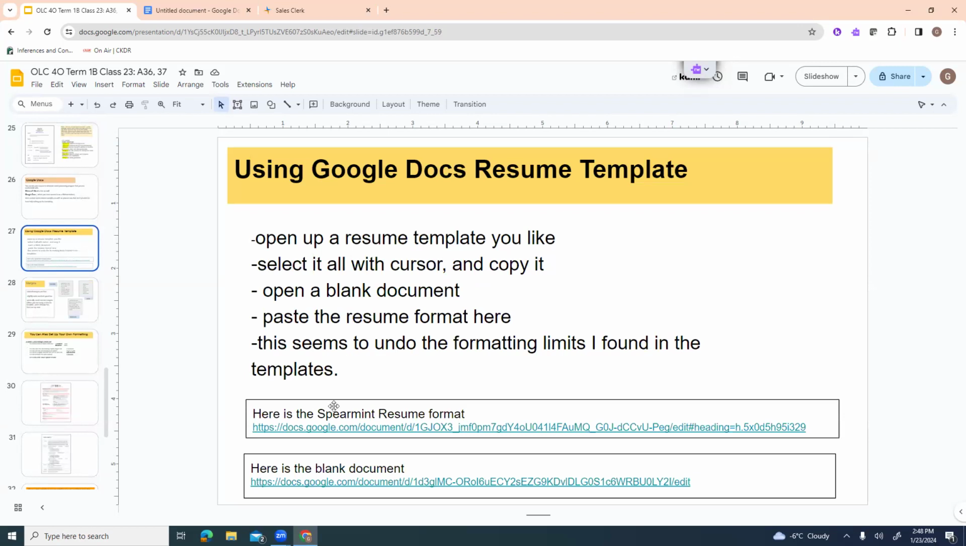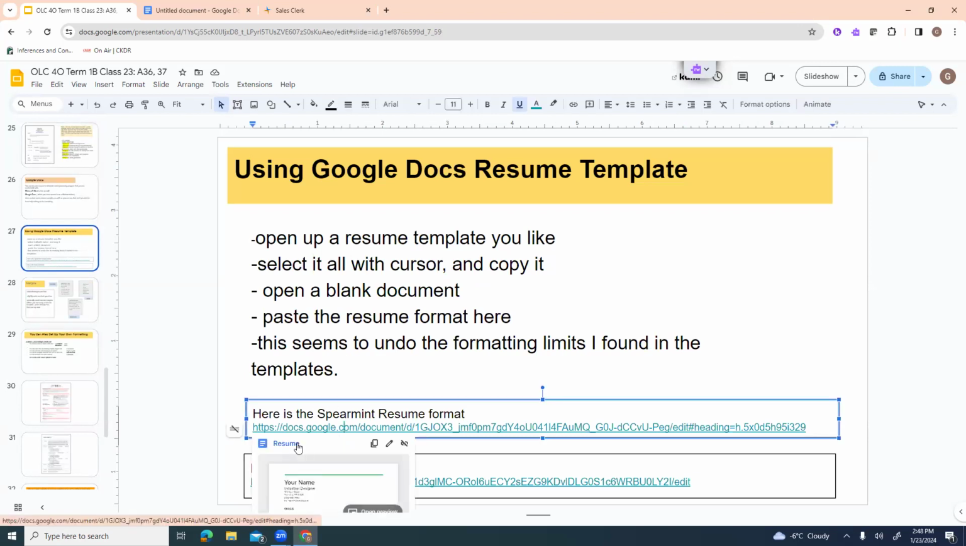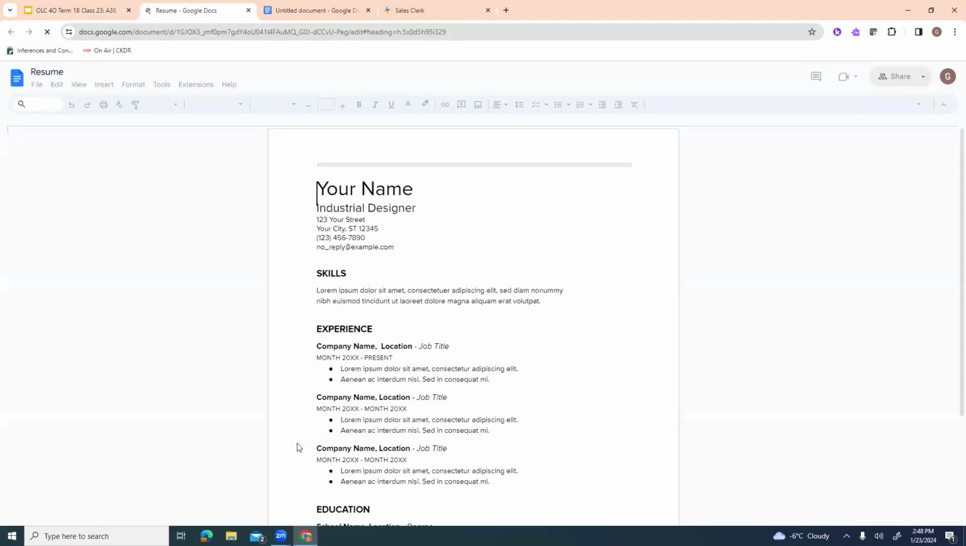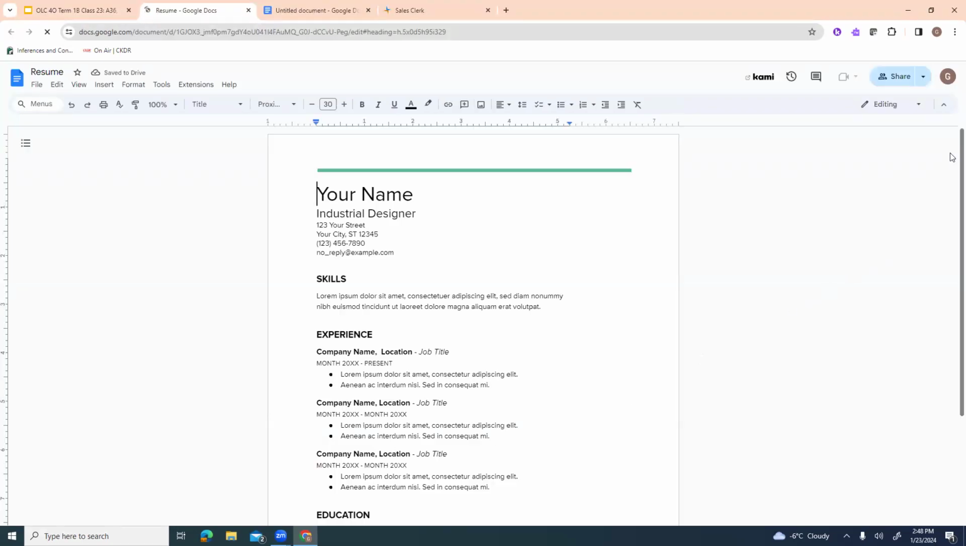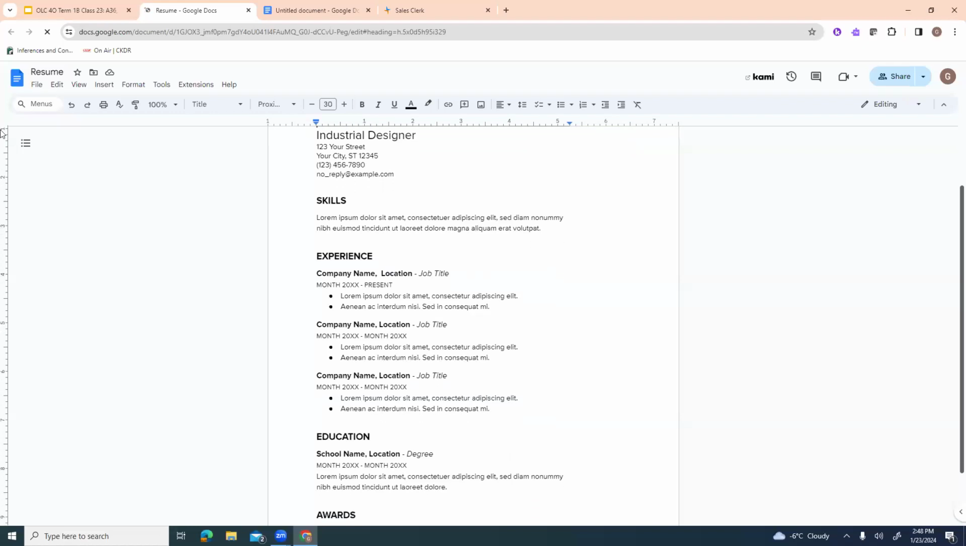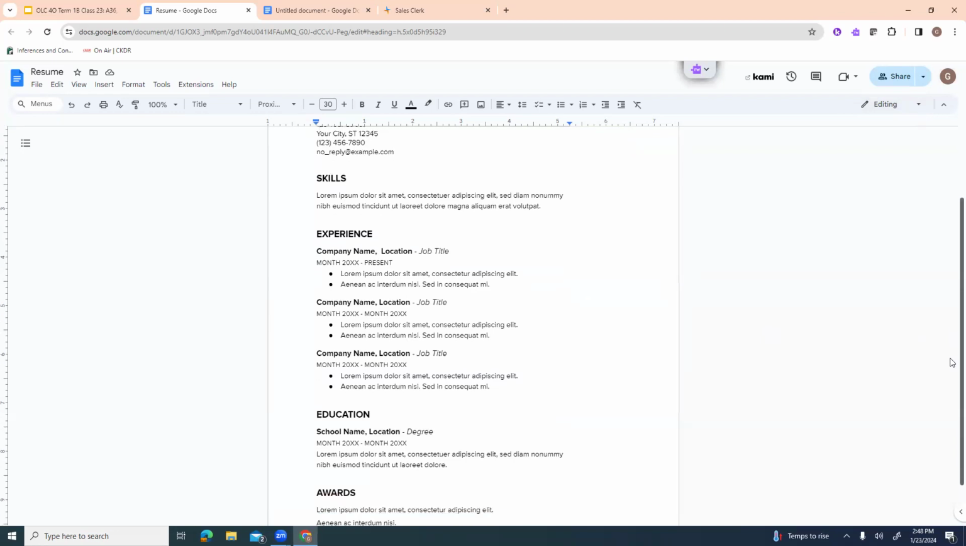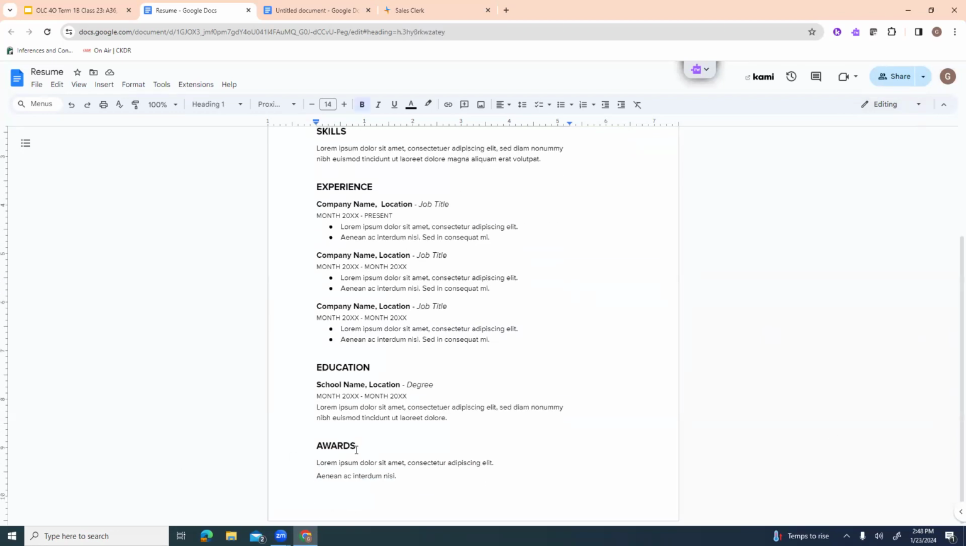Okay. Here is a second one. So this is the Spearmint resume from Google Docs. You would get there the same way. You would click on here, you get to the little dots, you click on Google Docs, and it has your things. Now, they don't list the exact same categories that we do. Like we have one called interests. I could change the awards to interests. I would just go through and change it over to interests, and that's fine. I would also put something about references down there.